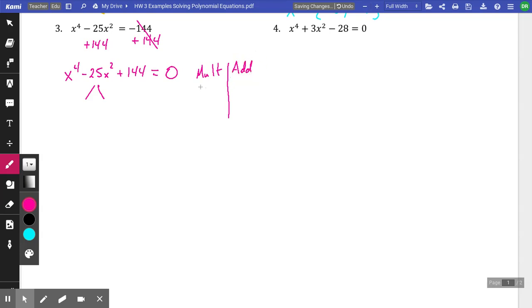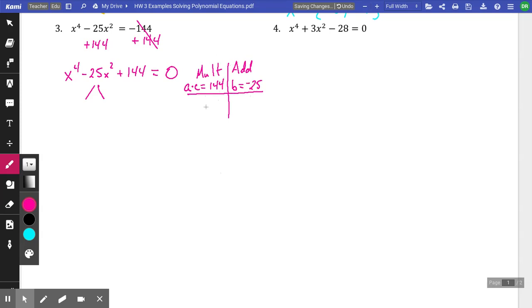Same idea. And for this, we say multiply is a times c, which is 1. Our a value is 1. The leading coefficient is 1 times c is 144. So when we multiply, a times c is 144. And then on the B side, on the add side, we use B, which is negative 25. And because of that, I realize I need two numbers that multiply to a positive 144. That means their signs have to be the same, both positive or both negative. But if I'm going to combine to this negative 25, I need two negative numbers.